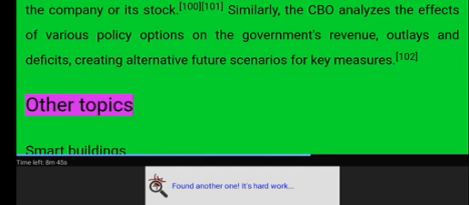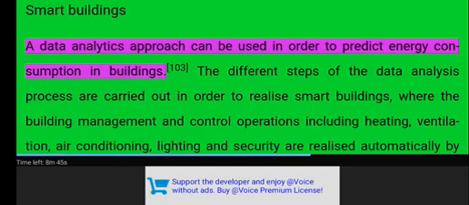Other topics. Smart buildings. A data analytics approach can be used in order to predict energy consumption in buildings.